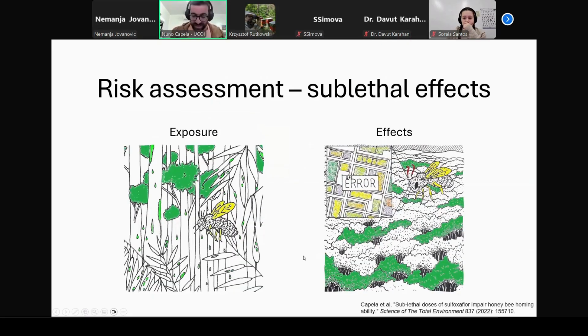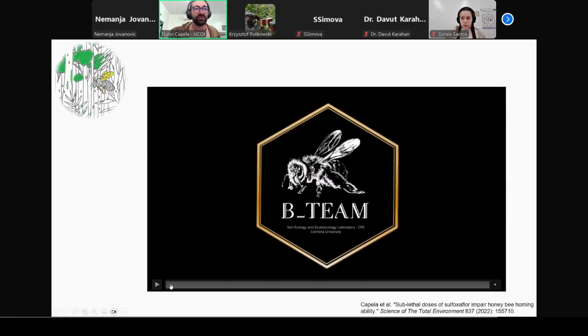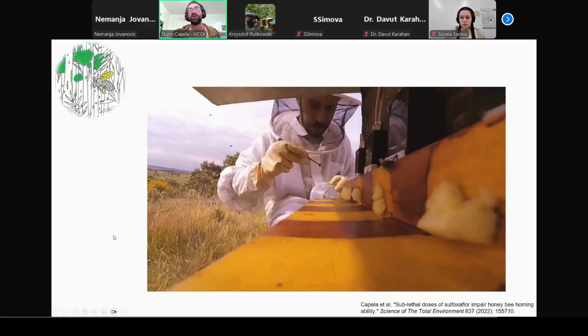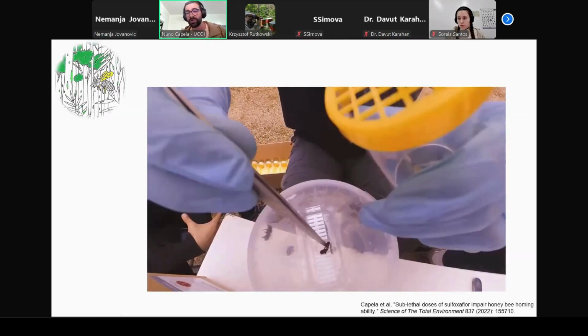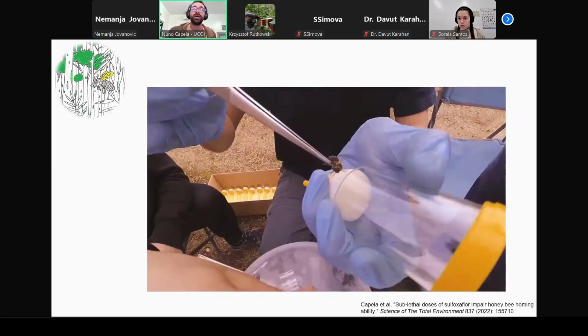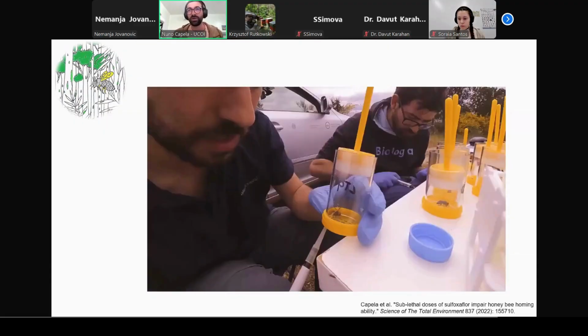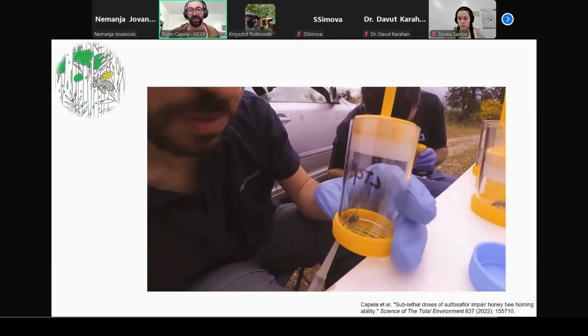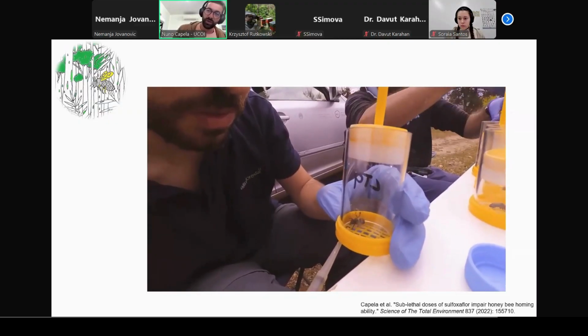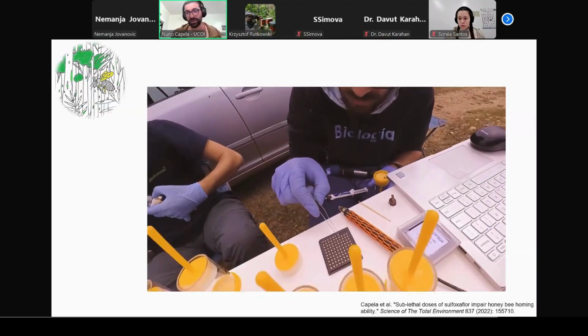So we decided to do another experiment, this time just focusing on sublethal effects. We controlled the exposure and we saw the effects, and they were sublethal effects. For this, I have a small video in which we collected forager bees one by one and fed them individually with a small amount of pesticide. We tested both acetamiprid and another product, sulfoxaflor.